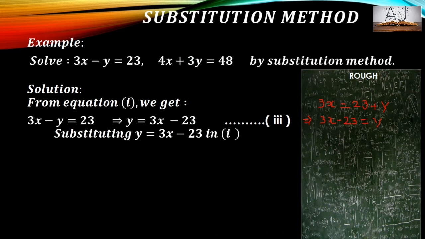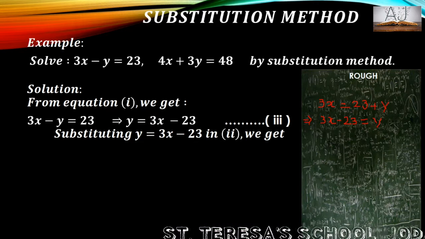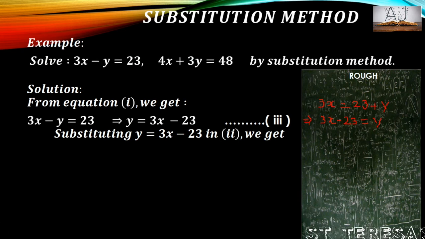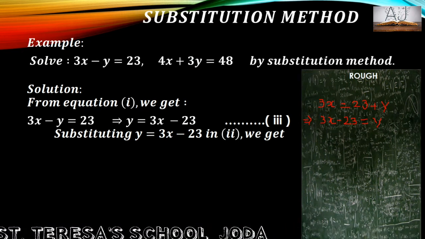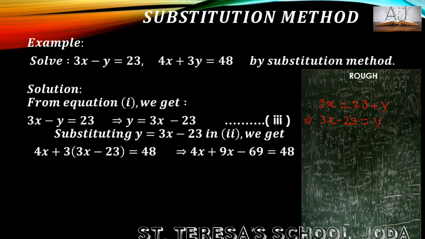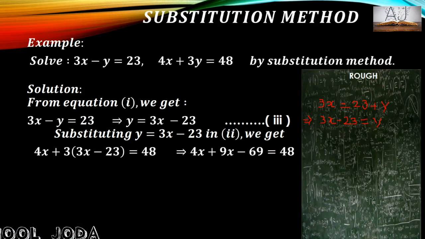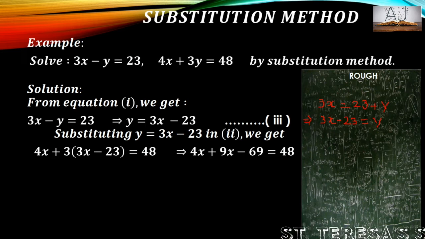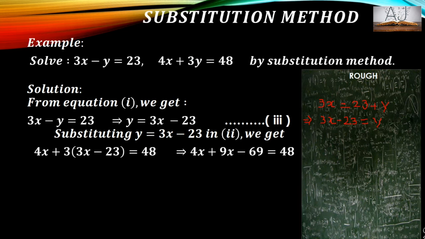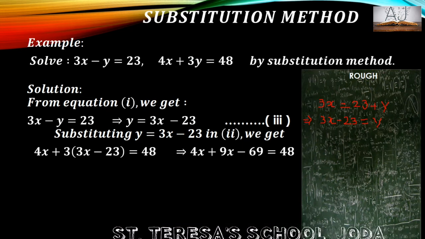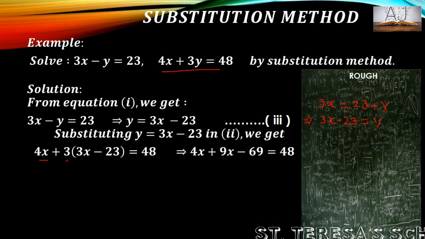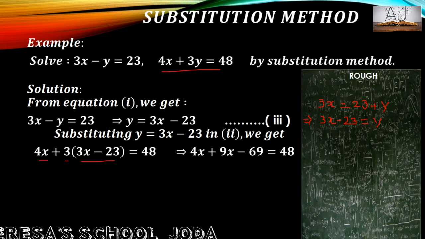Okay, so we have got this now. Now we'll substitute this value in the second equation. Our second equation was 4x plus 3y equal to 48. In place of y, we will put 3x minus 23. So 4x plus 3 times 3x minus 23. We have put 3x minus 23 in place of y in the second equation. See the second equation, what was it? 4x plus 3y equal to 48. So 4x is already there, 3 into, in place of y, 3x minus 23 equal to 48.